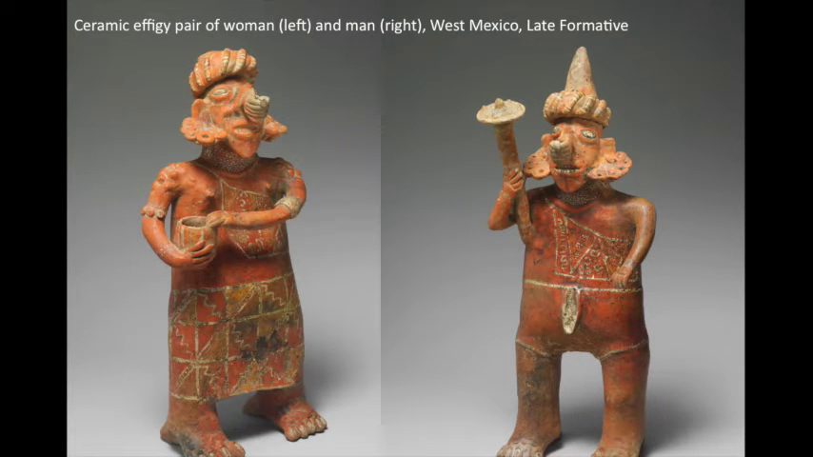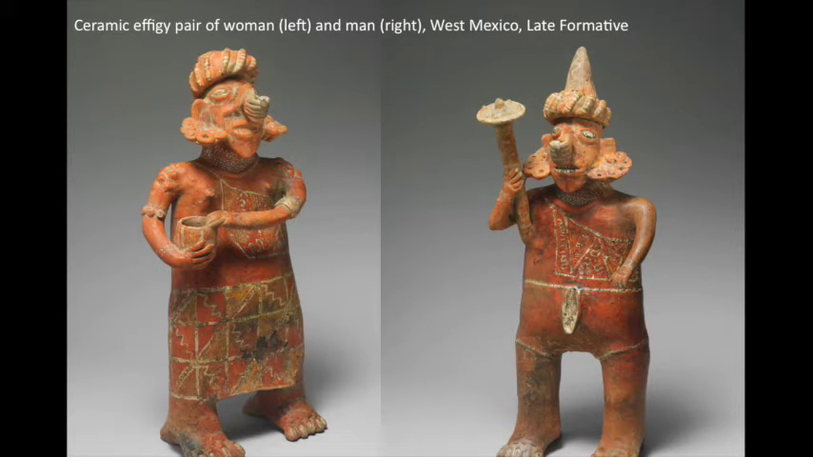It was also common for West Mexican figural ceramics to come in male-female pairs. In this pair, the woman is on the left, wearing a long skirt and holding a cup. The man is on the right, wearing shorts and holding a mace. Both have multiply pierced ears and noses. These may have represented a noble husband and wife.